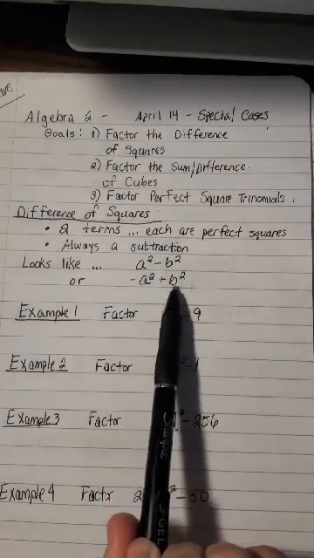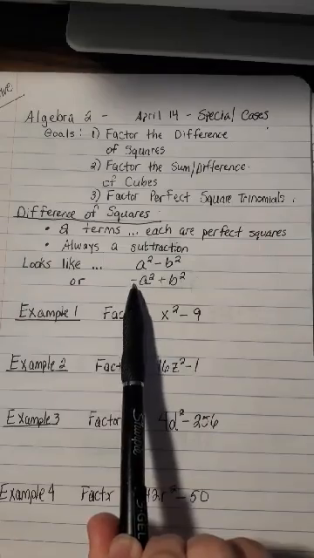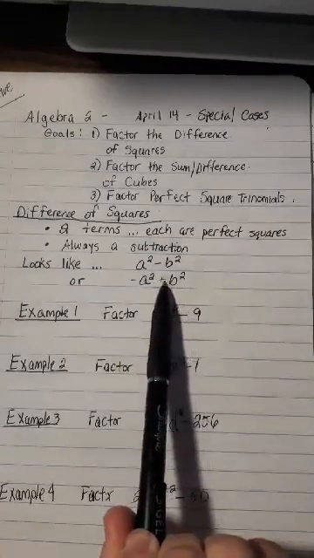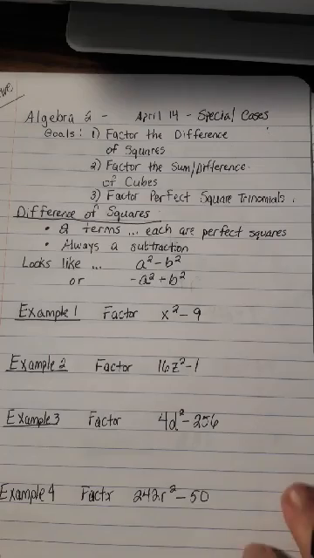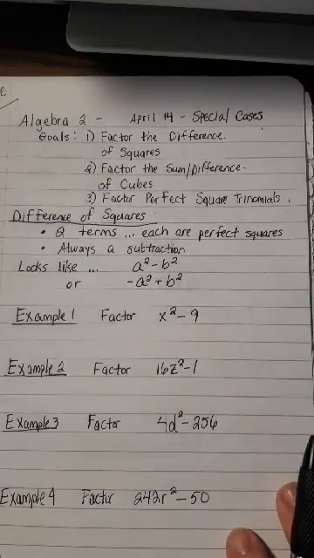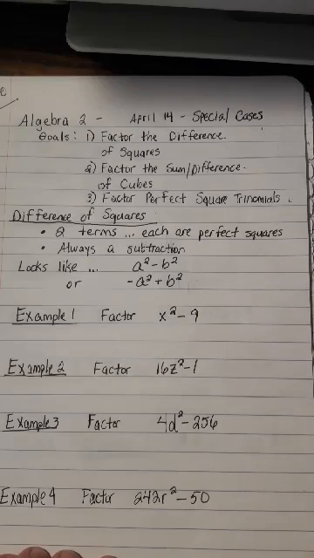Here, each term is a perfect square. The subtraction is in front. And you would just need to rewrite this and turn it around. Let's look first at example 1. On example 1, it says factor x squared minus 9.